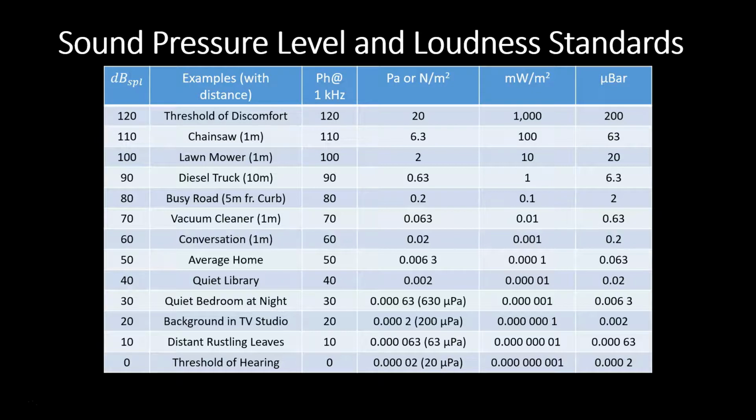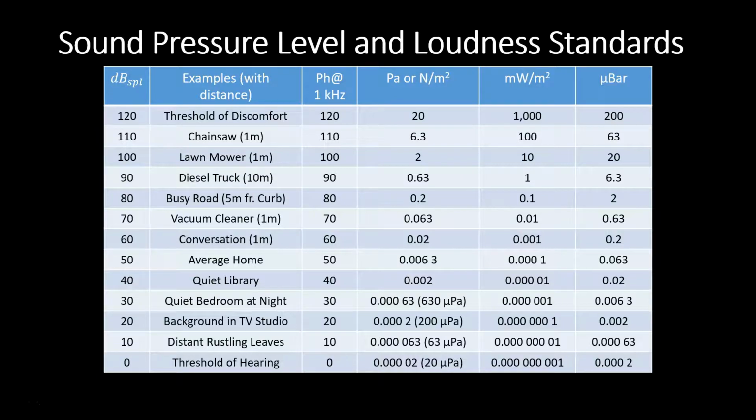Starting at the bottom, 0 is the threshold of hearing. 10 is the distant sound of rustling leaves. 20 decibels dBSPL is the background noise in a TV studio, relatively quiet. 30 would be a quiet bedroom at night. 40 is a quiet library. 50 is about the average home. 60 is two people having a regular conversation at 1 meter distance. And 70 would be a vacuum cleaner about a meter away from you.